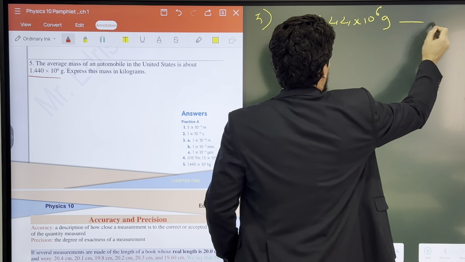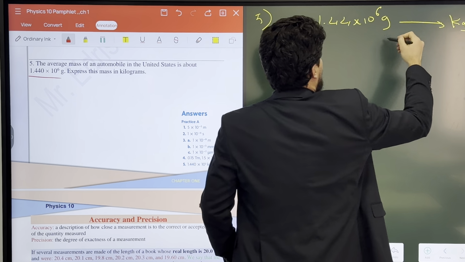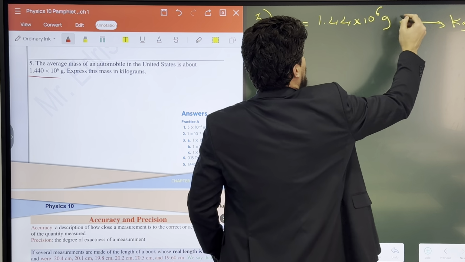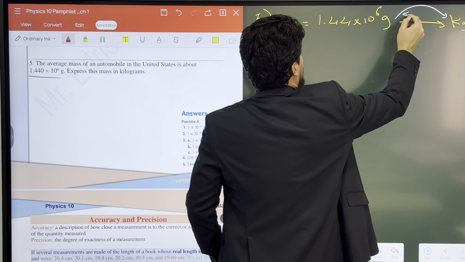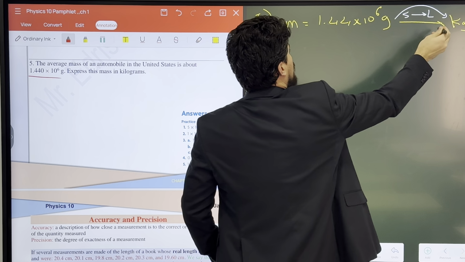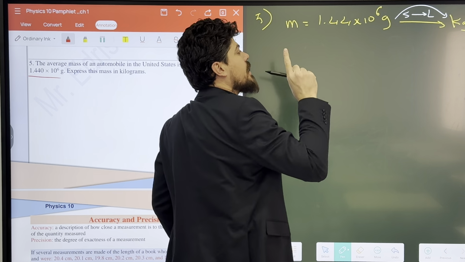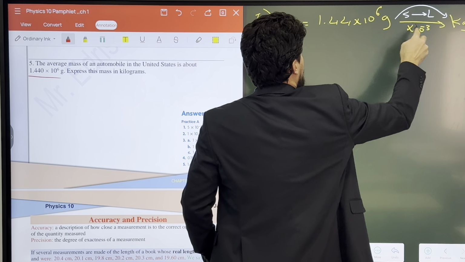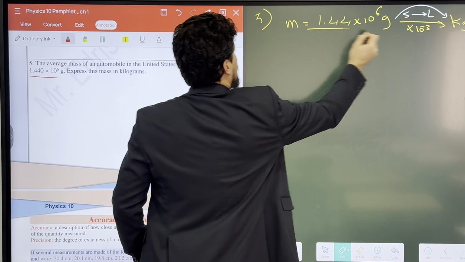Convert this gram to what? To kilogram. Which one is larger, gram or kilogram? Kilogram. Gram to kilogram, small to large or large to small? Small to large. Small to large, positive power or negative power? Negative power. Negative power of kilo is what? 10 power negative 3. Bring down the given value.